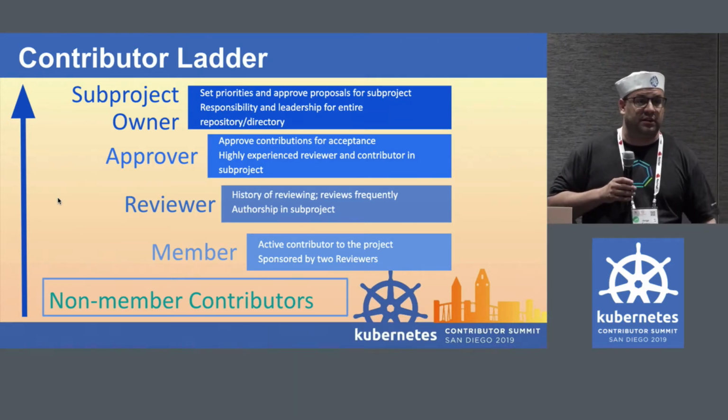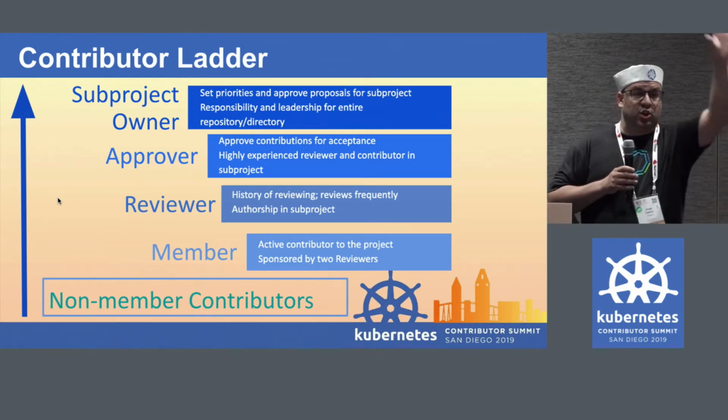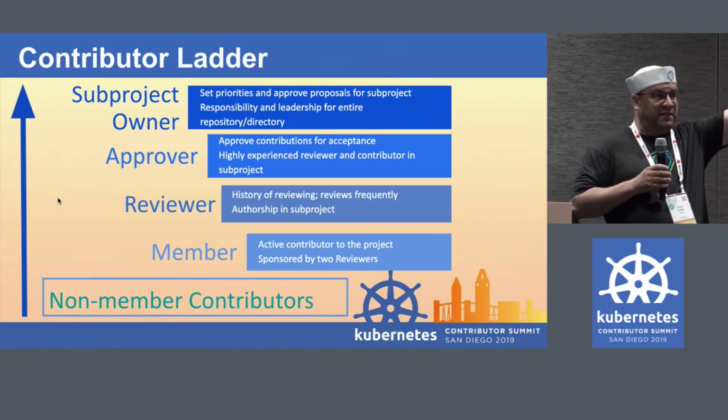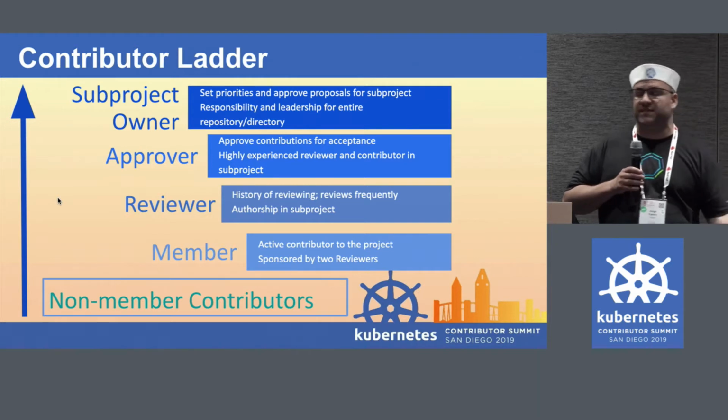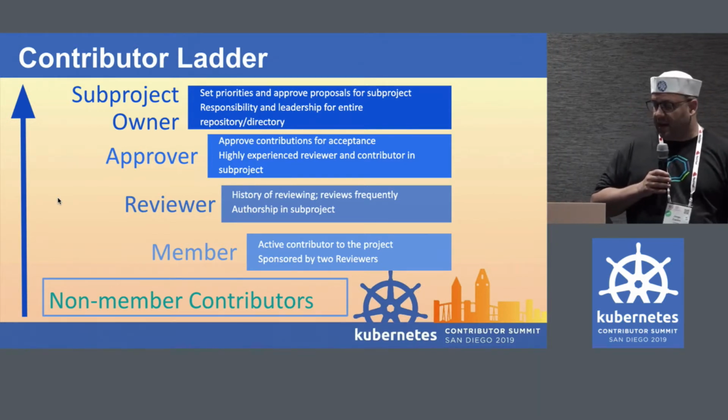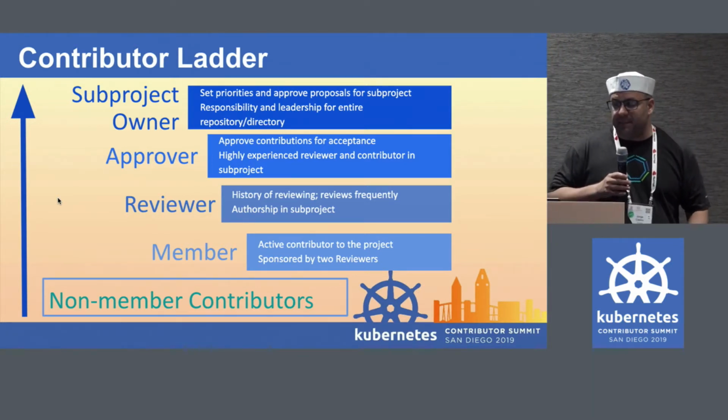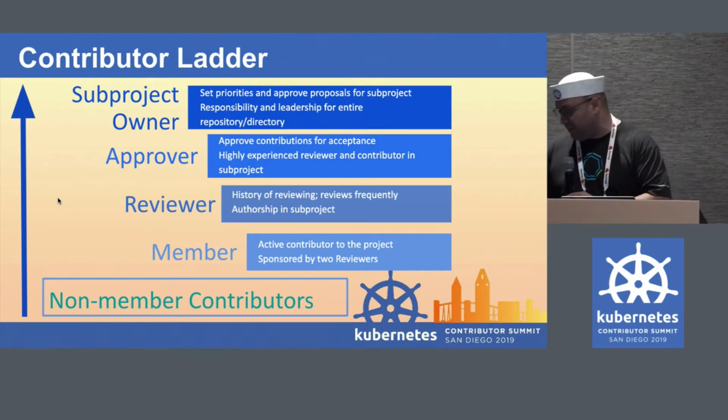You could just PR, and that's something, when they show that number and they say 32,000 people have contributed to Kubernetes, most of them are these kind of people. So they're not member contributors. A member is an active contributor to the project.